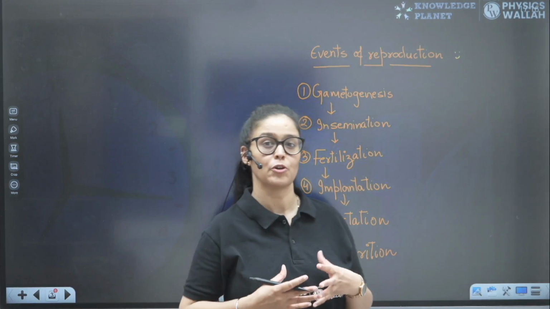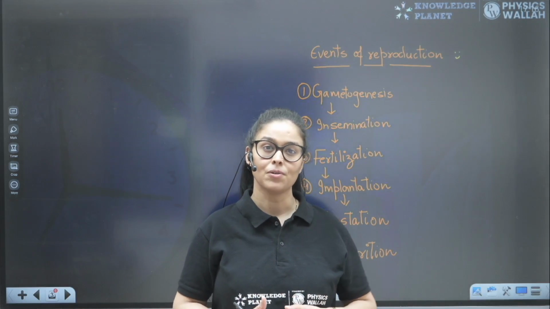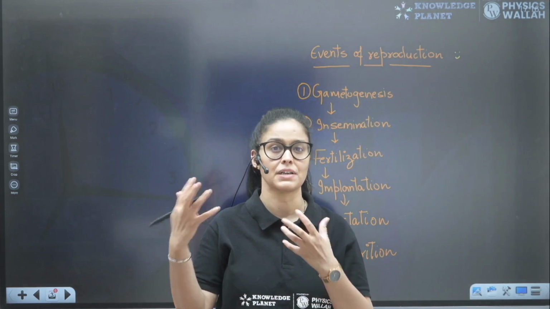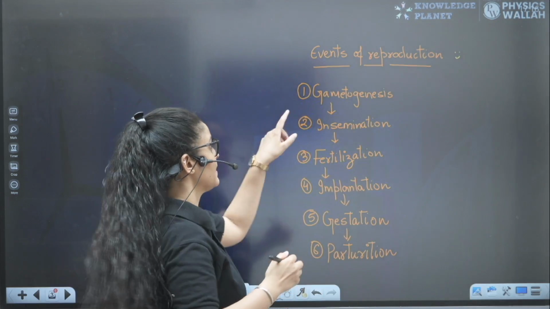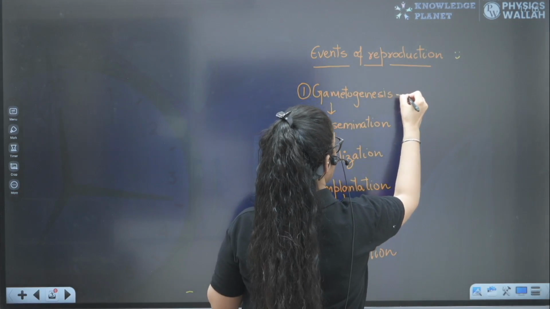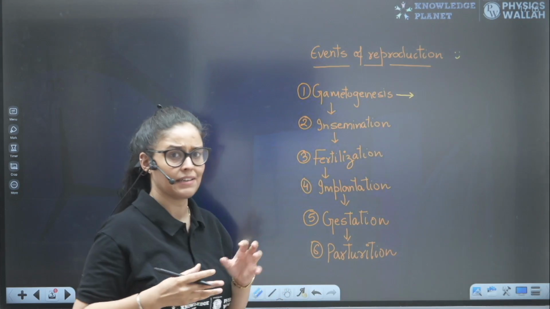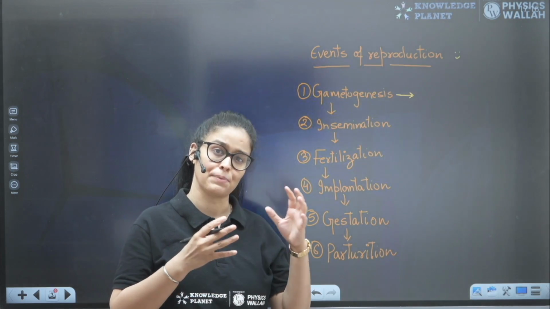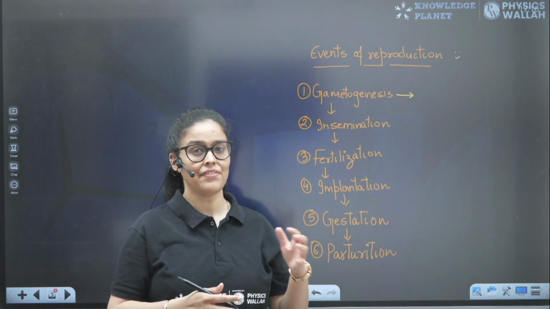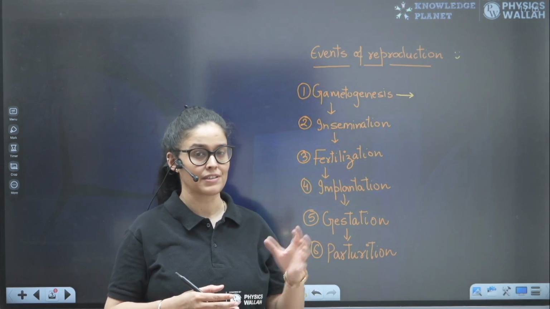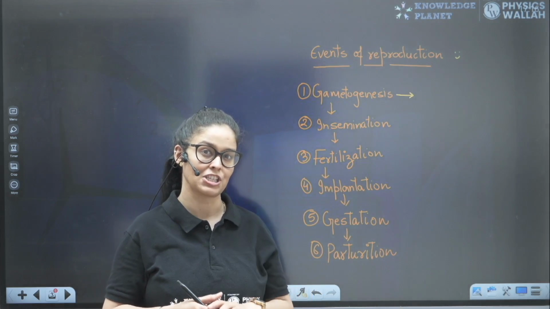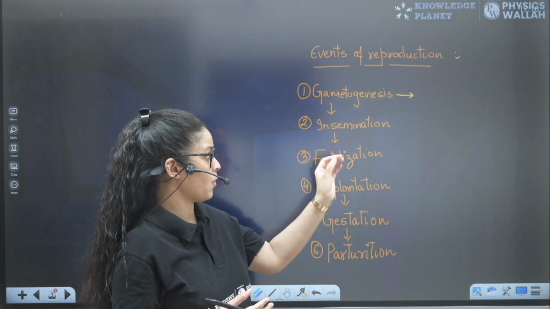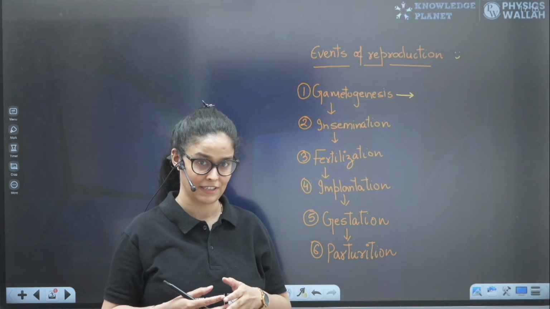When we talk about human reproduction, we know that reproduction means just to give birth to the young ones, right? So that involves gametogenesis, and gametogenesis basically happens in the reproductive organs. First of all, we will see the reproductive organs in this chapter, and then how the gametogenesis, gamete formation, happens. After gametogenesis, insemination means sperm will be injected in the female reproductive tract.